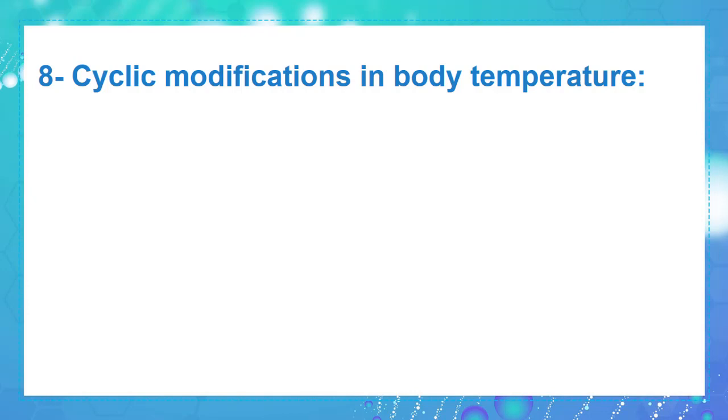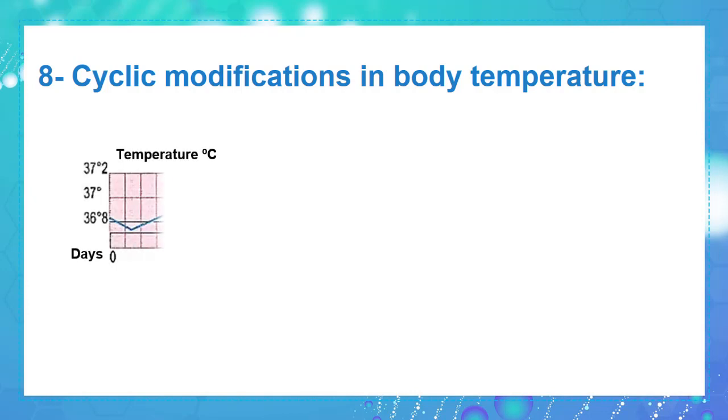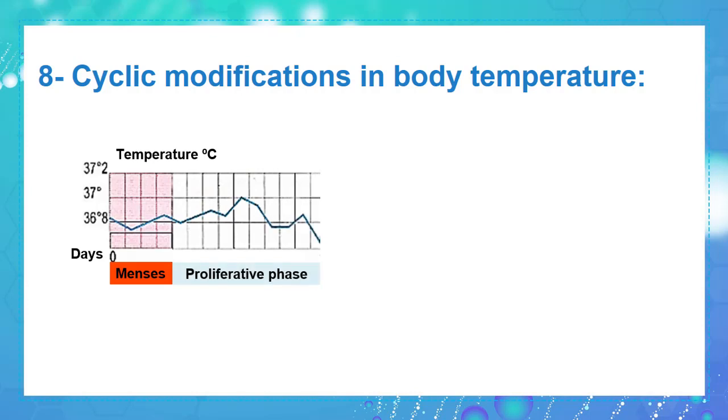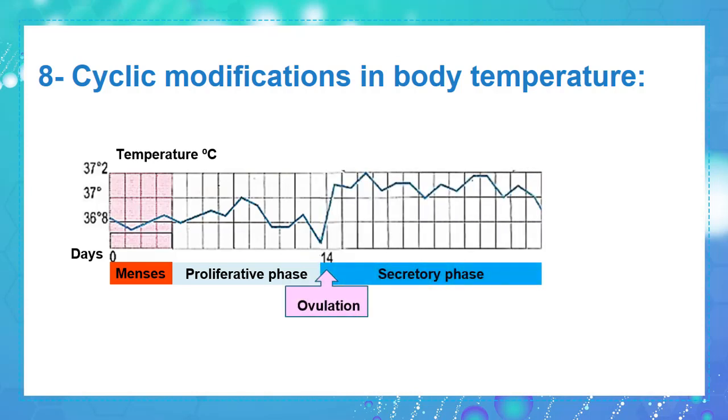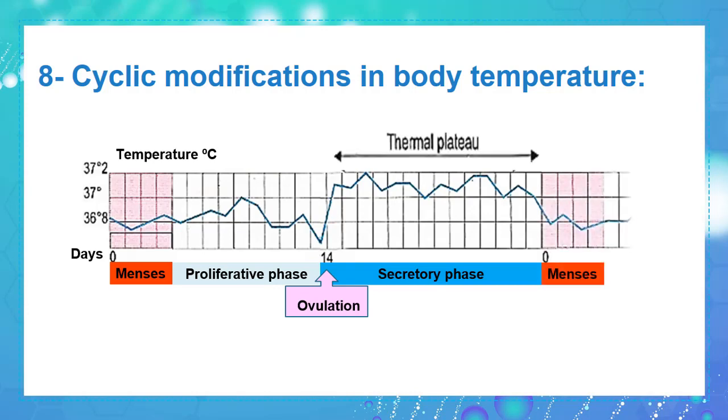Another modification during the female cycle is related to her body temperature. Document E of your books shows the variation in the body temperature of a female throughout the cycle. Notice that temperature fluctuates between 36.7 and 37 degrees Celsius during menses and proliferative phase. However, an increase in the body temperature occurs at ovulation to reach 37.2 and fluctuates around this value till the end of the cycle.